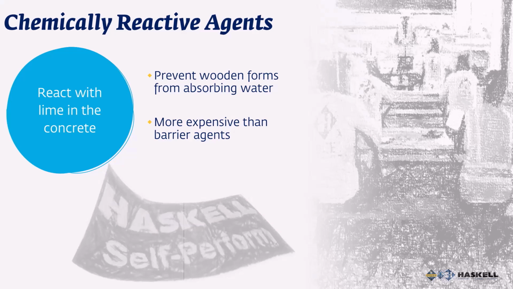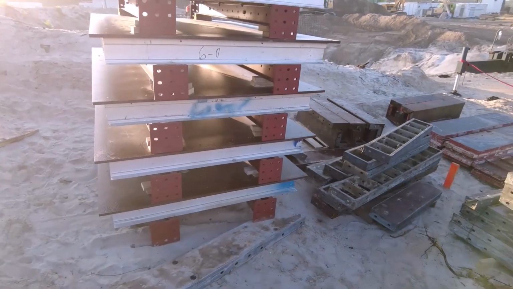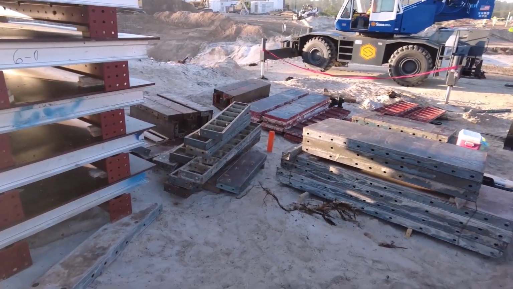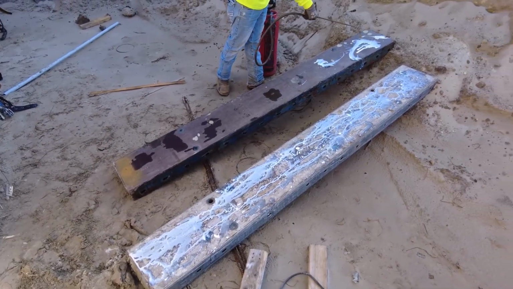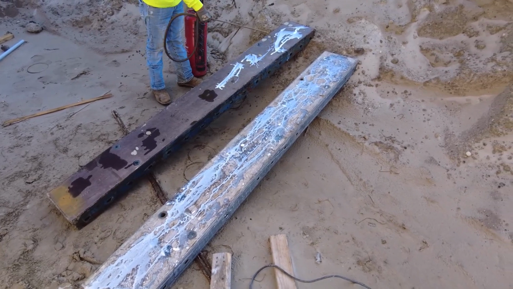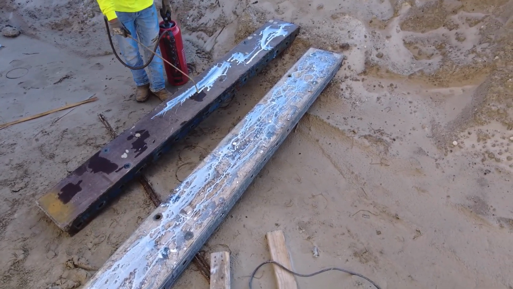As an added benefit, these agents tend to prevent wooden forms from absorbing water. Although more expensive than barrier agents, a lighter coat can be effectively applied, lowering its cost in comparison. The form surfaces must be clean and smooth before applying the release agent. The material is applied evenly by brushing, rolling, or spraying on the agent.